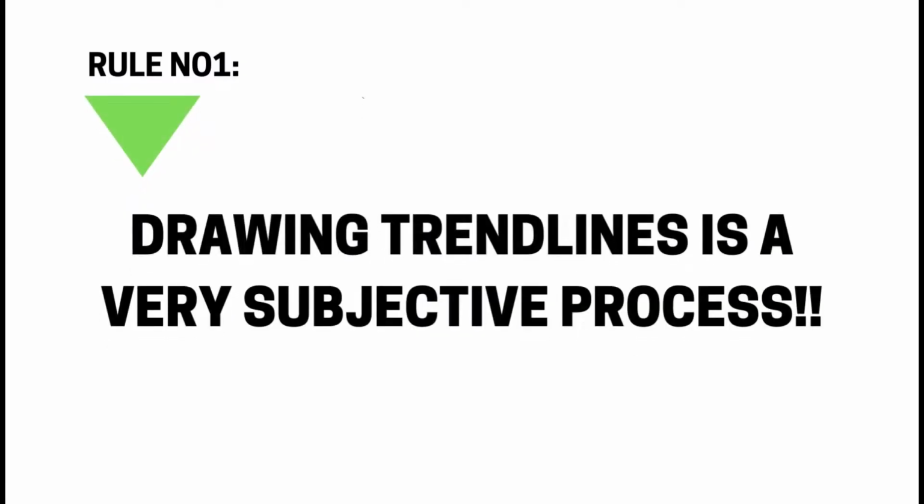So we've already met rule one, which is drawing trend lines is a very subjective process, and that we're trying to move them towards more objectivity in our decision making process. And don't worry too much, I'm going to cover off the rest of the rules here quickly, and then we're going to go into some practical examples to cement your learning.